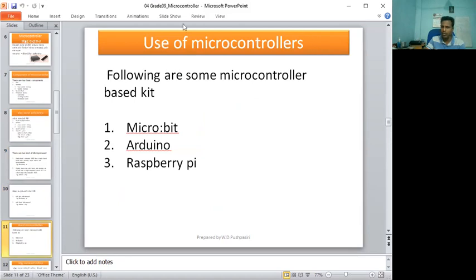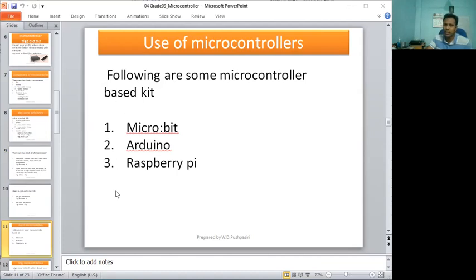use of microcontrollers. Now we are going to use them. Now we are talking about these three types of microcontrollers, right? One is Microbit, Arduino, Raspberry. So there are the following microbase kits. We will learn these one by one, how to do and not to do. Right? Write down this one also, then we will learn it.